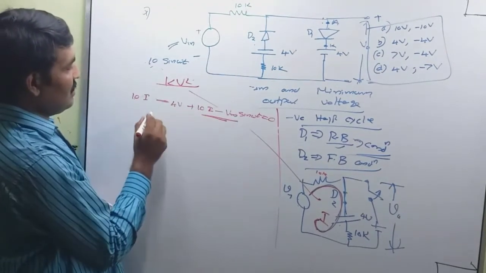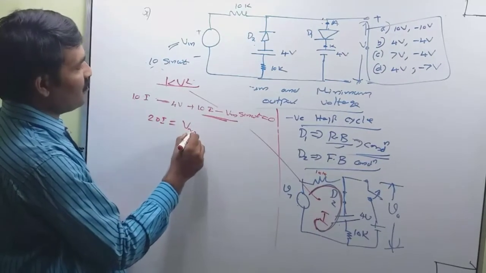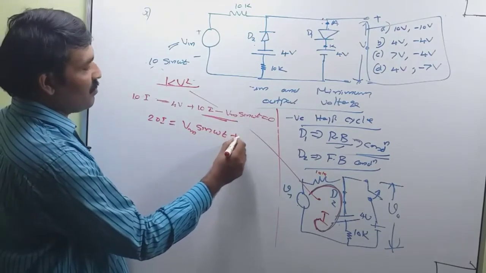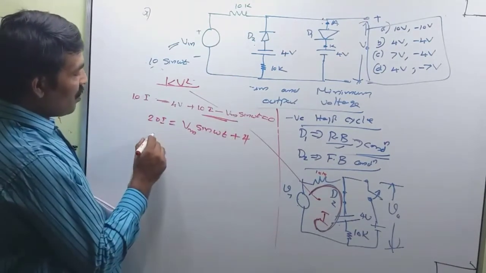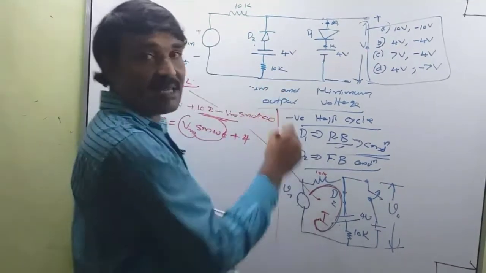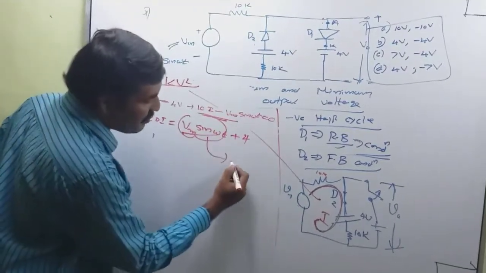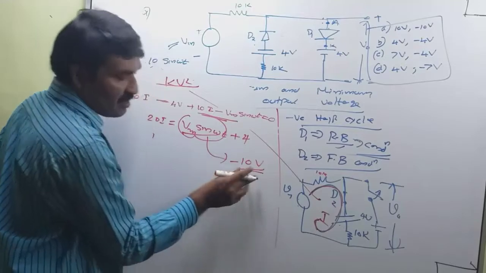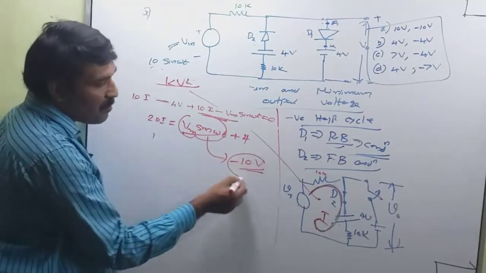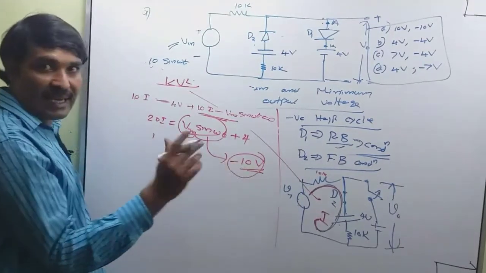This implies 20I is equal to Vm sin omega t plus 4. Now, what is the value of Vm? We want to find the maximum and minimum. In the negative half cycle, the maximum value is minus 10 volt, the negative peak in the negative half cycle. So Vm sin omega t is minus 10 volt, the maximum value during the negative half cycle.